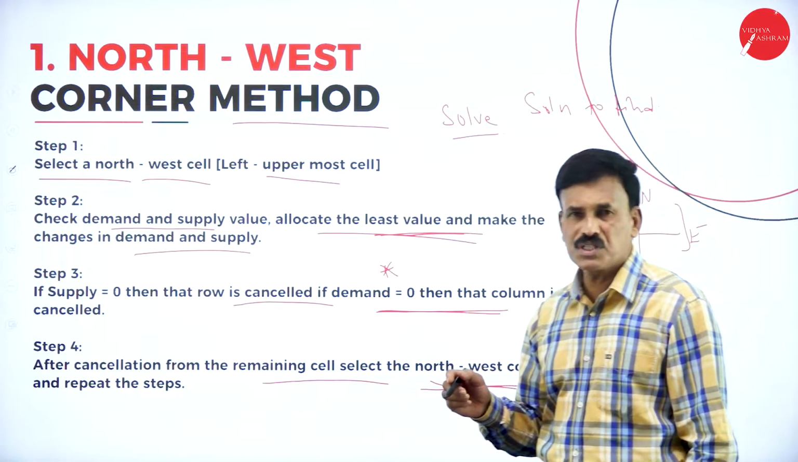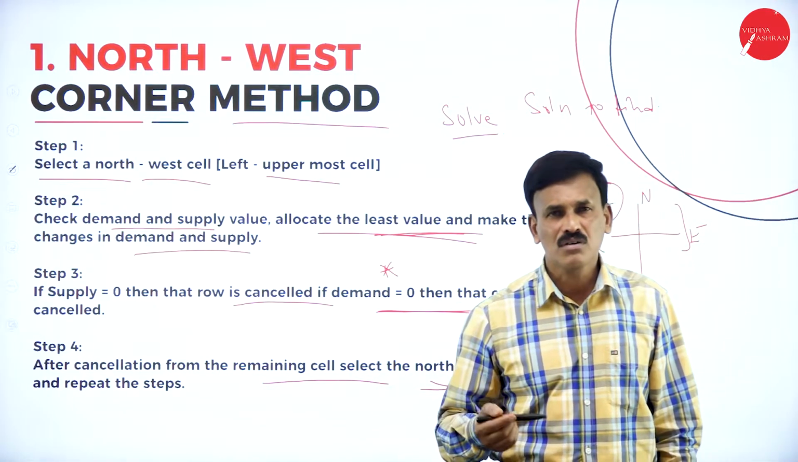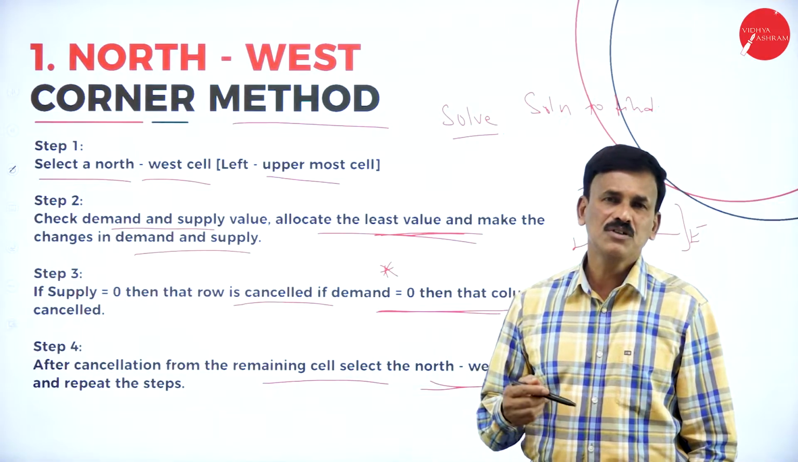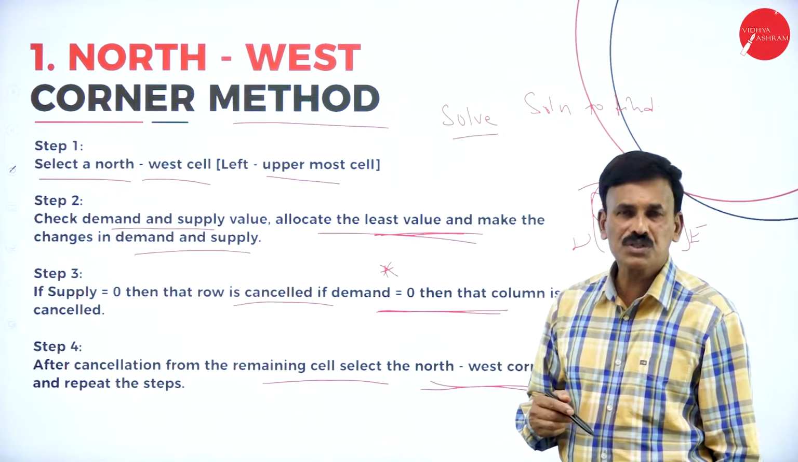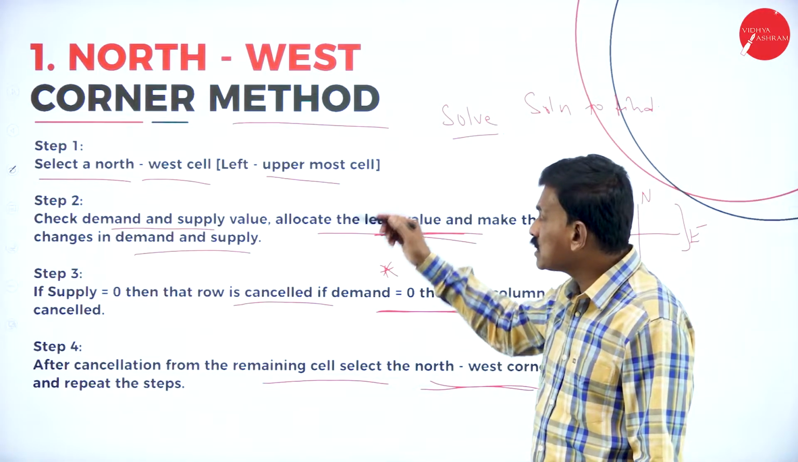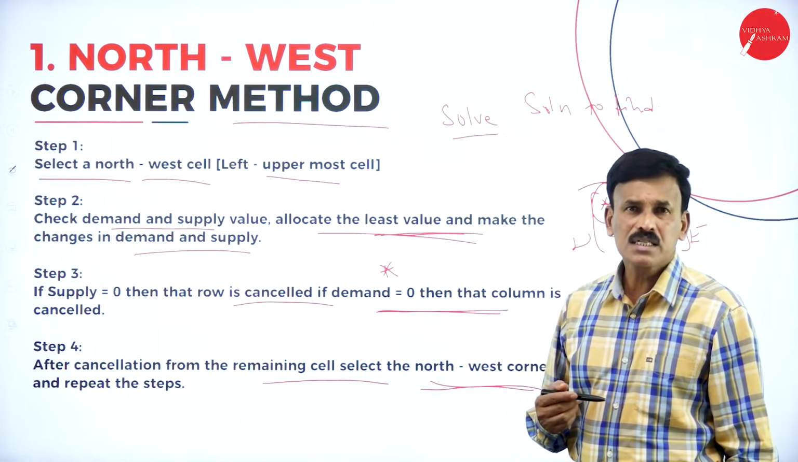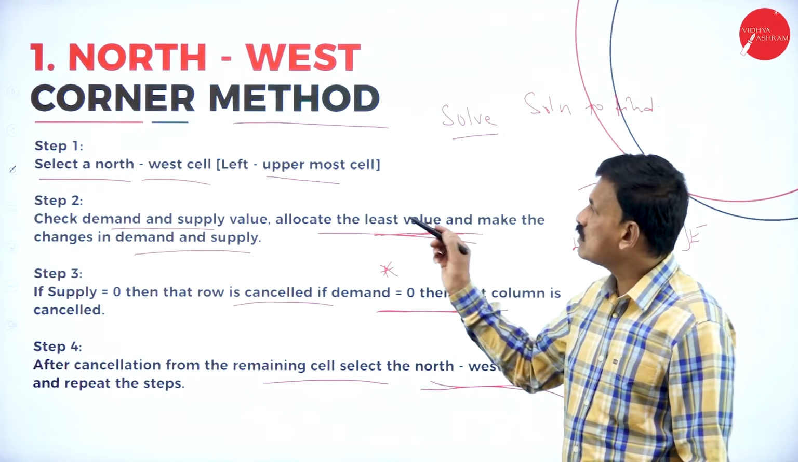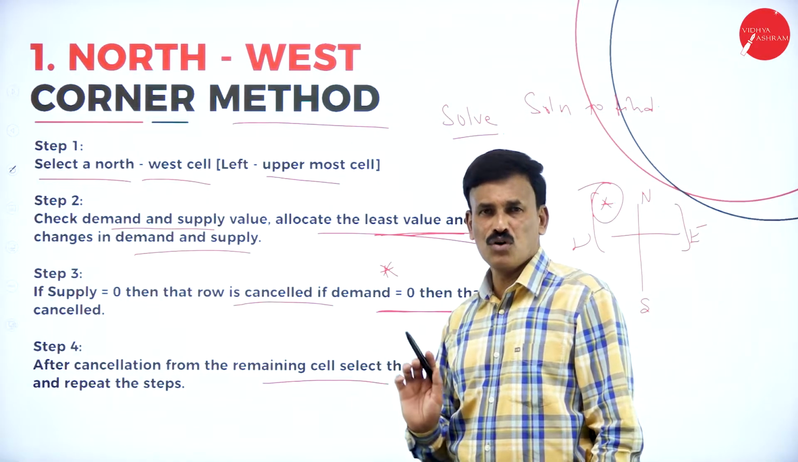If you get the supply equal to 0 and the demand also equal to 0, then you can find the cost of the transportation. This is how we are going to solve. So this is called the step-by-step method for solving a transportation problem, that is, the northwest corner method. Okay, hope you followed this.